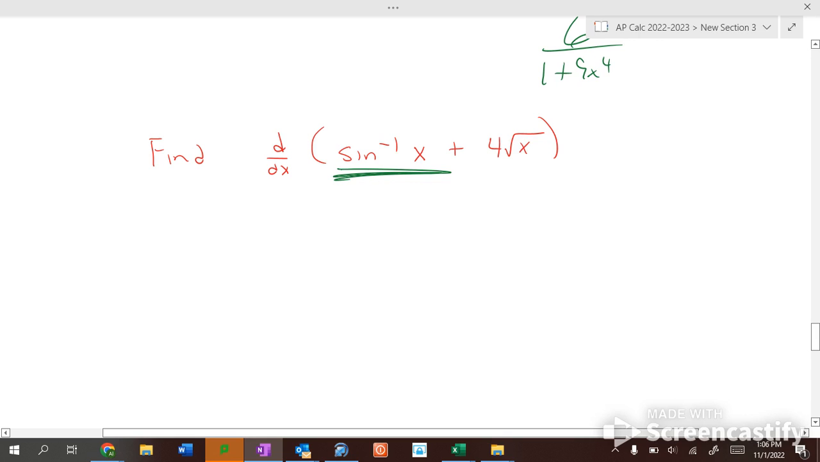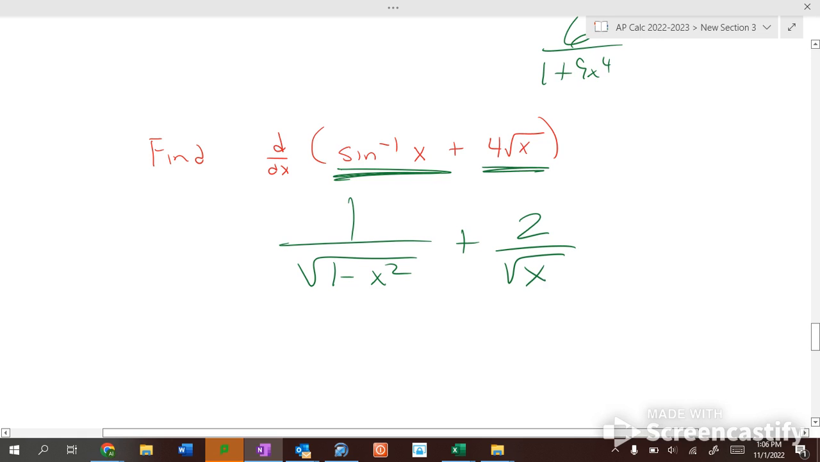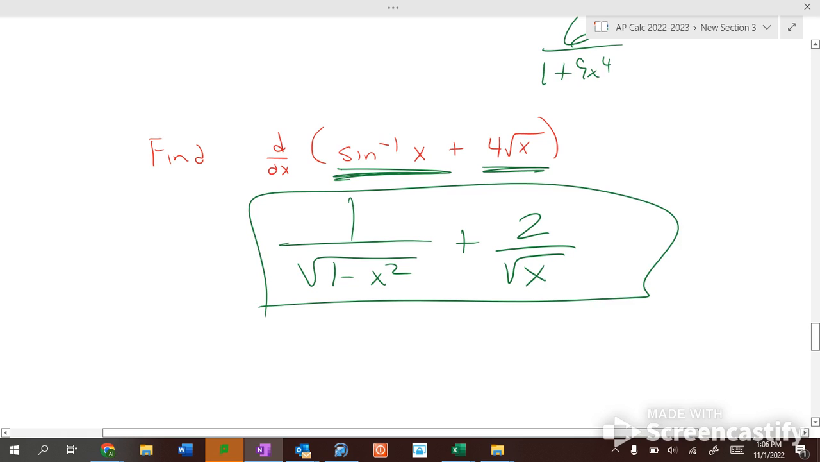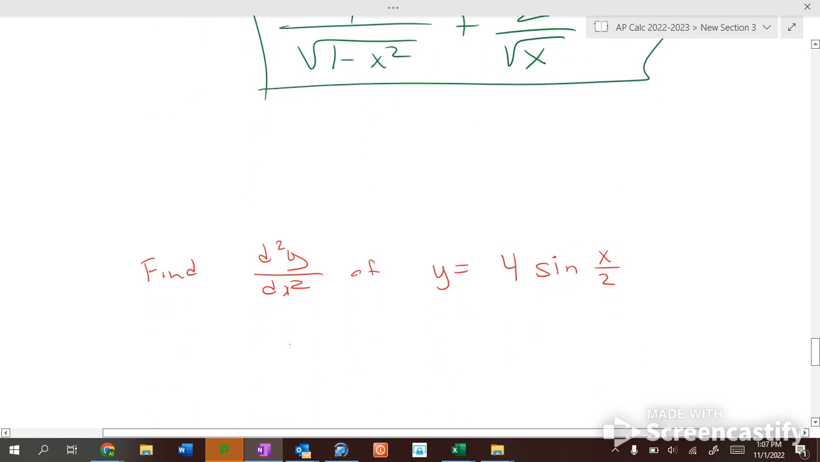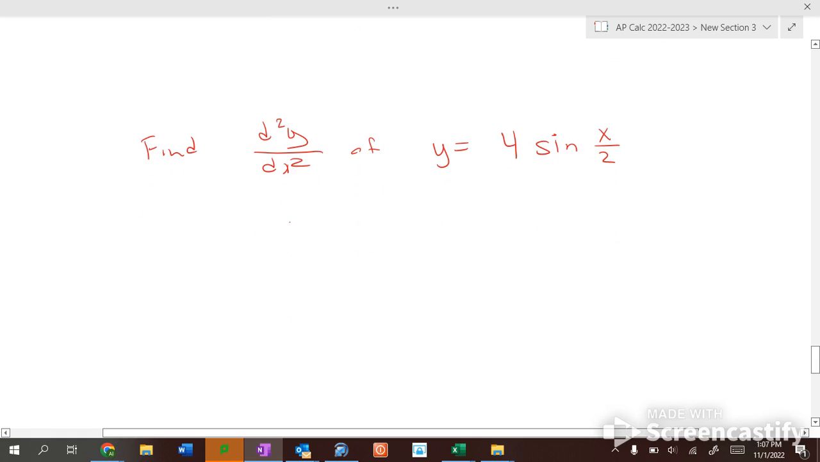This is the arc sine of x, right? So it's 1 over the square root of 1 minus x squared. What's the first derivative of this? 2 over the square root of x, right? I think that's how it'll be written. And if it's not, then you have to get a common denominator by multiplying top and bottom of this one by square root of x, top and bottom of this one by square root of x squared minus 1. But I think that's how it's written. I will look in just a little bit once I'm off camera.